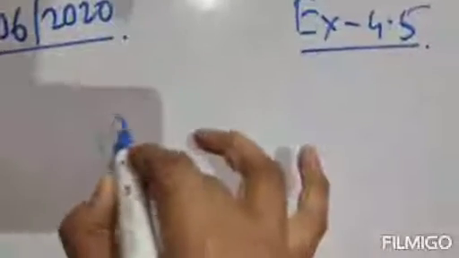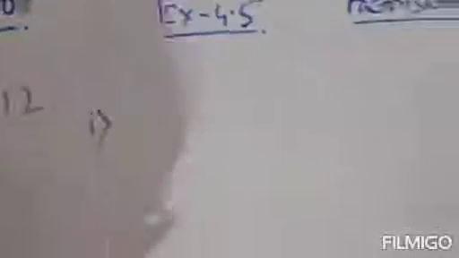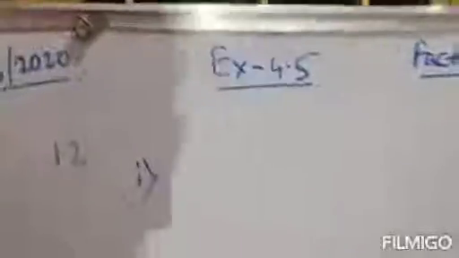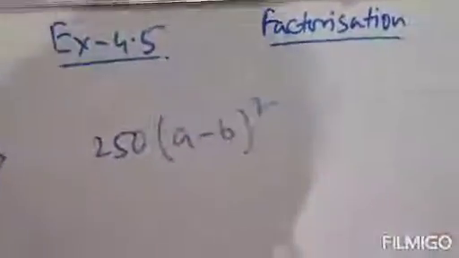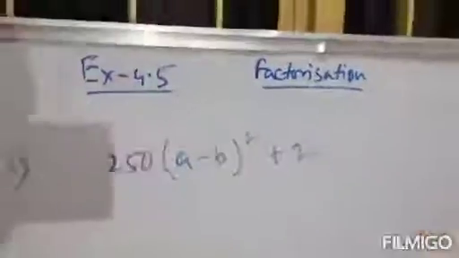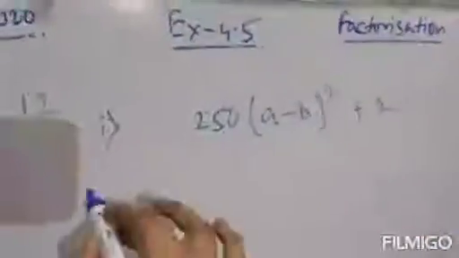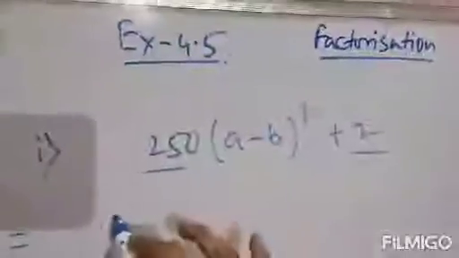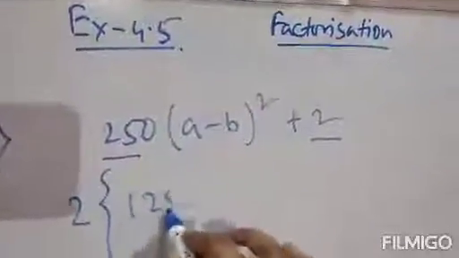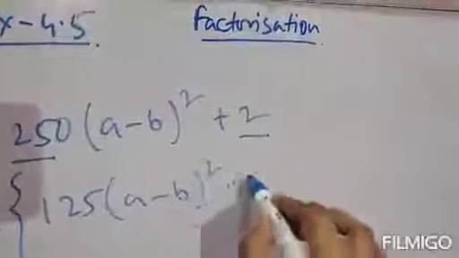Next question, question number 12(1). Question number 12(1) says 250 a minus b whole square plus 2. Now take HCF of 250 and 2. HCF will be 2. So take 2 as a common. So if you take 2 as a common, this is 125 a minus b square, and this is 1.